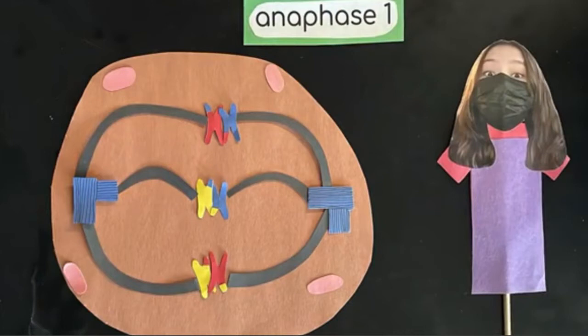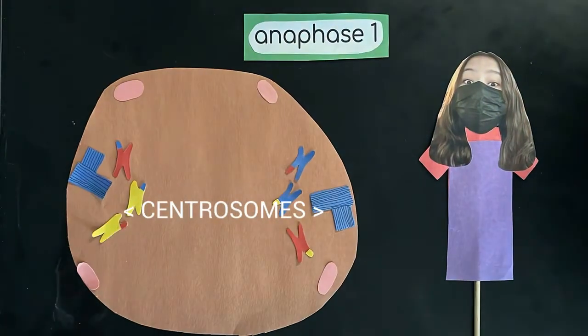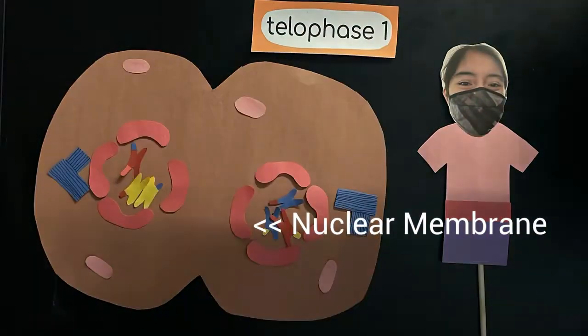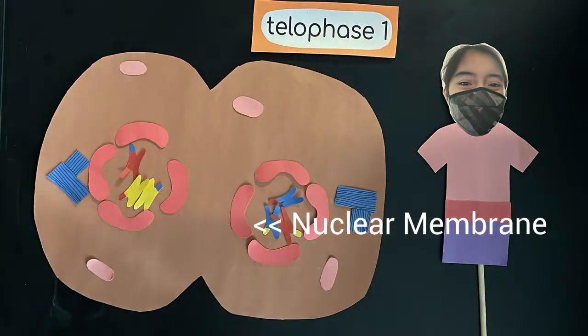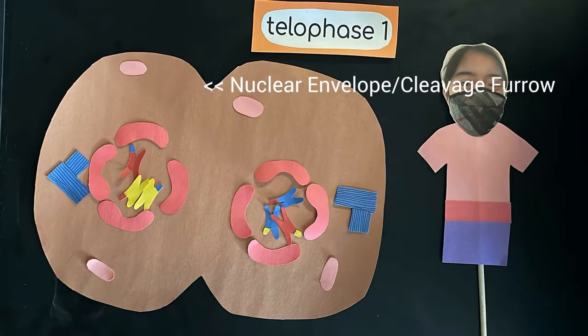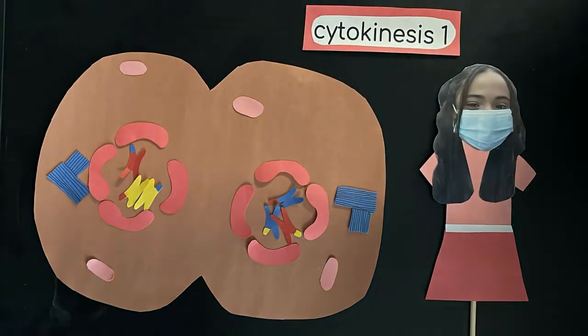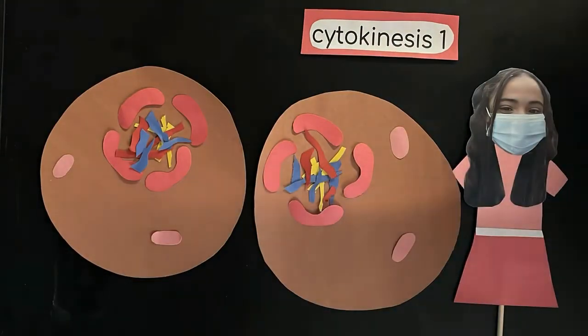Now moving on to anaphase 1. In anaphase 1, the spindle fibers pull the chromosomes toward the centrosomes on opposite poles of the cell. Next, we have telophase 1, where the nuclear membrane forms around the chromosomes and the nuclear envelope begins to form. Finally, in cytokinesis 1, the cells are officially split into 2 new cells.